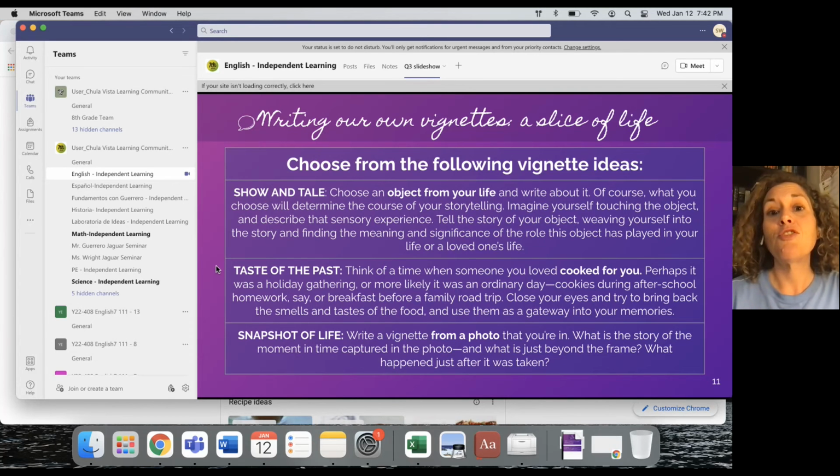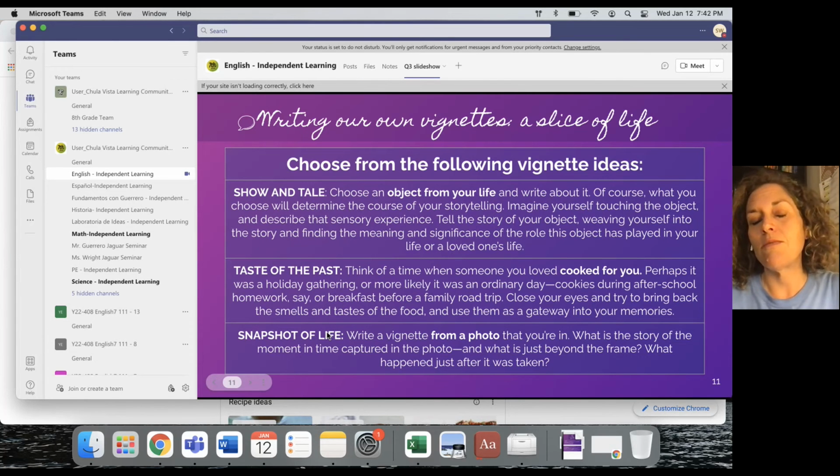A slice of life. So you're going to choose from the following ideas. Could there be more? Yes, but I want to give you choice, but then also limit your choice so that you don't get just lost in it. Don't write all of this down in your notes. I would say write down show and tell, taste of the past, and snapshot of life.